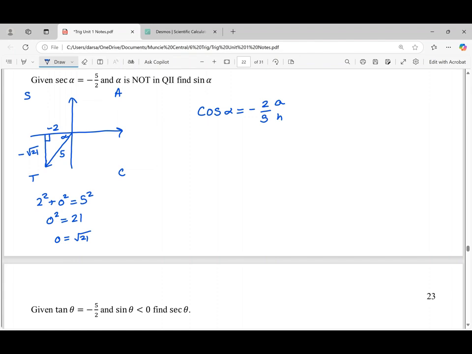Finally, we're just going to answer the question. What is the sine of alpha? Think SOHCAHTOA. So opposite over hypotenuse, negative square root of 21/5. Final answer.